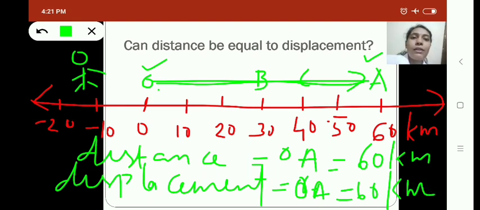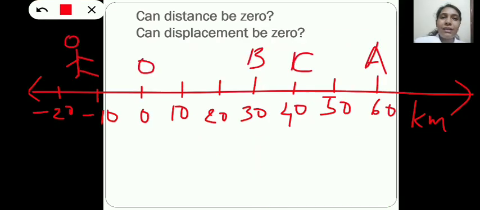So I hope you got the answer for the question on the screen. Can distance be equal to displacement? Yes, distance can be equal to displacement. When? What is the situation? When the object travels along a straight line path. Next question is, can distance be zero and can displacement be zero?